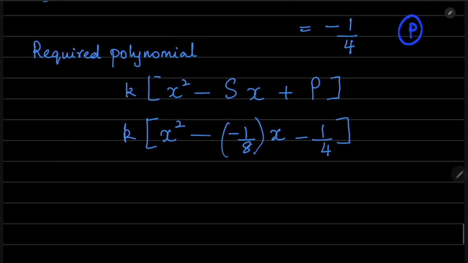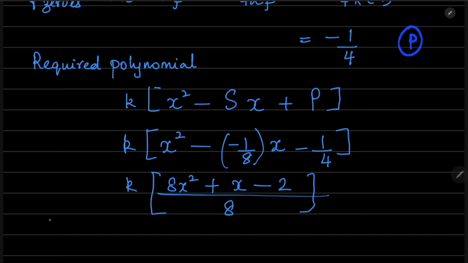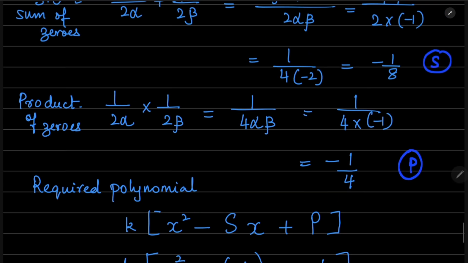Okay. You can either leave it like this or you can take the LCM 8, whole divided by 8, and you will have 8x square. Minus into minus is plus x minus 2. Right. So this is what will be your polynomial. And when k is equal to 8, you will have 8 by 8, which is 1. So the required polynomial will be 8x square plus x minus 2. Okay, so that's your answer.